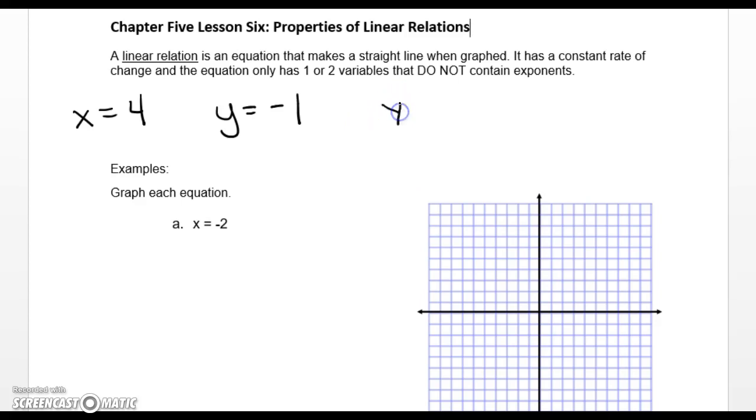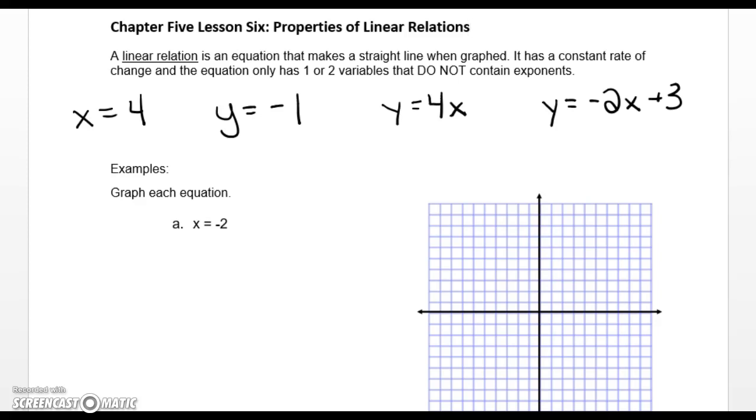Let me also show another example where we have two variables. Say we have y is equal to 4x. Here we have two variables, none of which have an exponent. And then one last example is maybe we have y is equal to negative 2x plus 3. So here we've added on an extra number, but we still only have two variables and neither of them have exponents. So these here are all examples of linear relations. If you were to graph them, they all make a straight line, whether it's straight up and down, a vertical line, horizontal, going left and right, or a diagonal line, which could be going up or down from left to right.